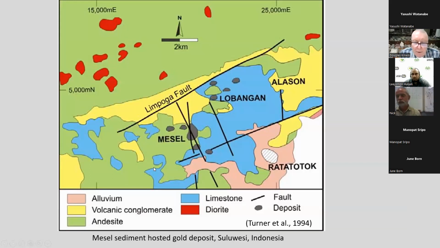Here's a geologic map of the Messel area. It's from Steve Turner. The grey areas are the sediment-hosted gold deposits. The Ratatok epithermal district is shown down in the southeast part of the map. And then the red areas are all the known intrusions. So it's really tempting to think that the intrusions here are related to both the sediment-hosted gold deposits and the epithermals.